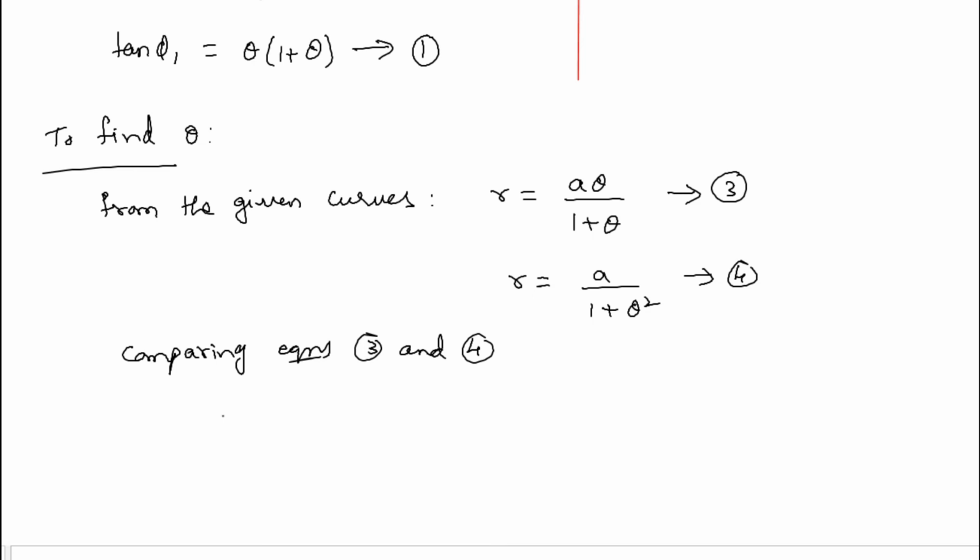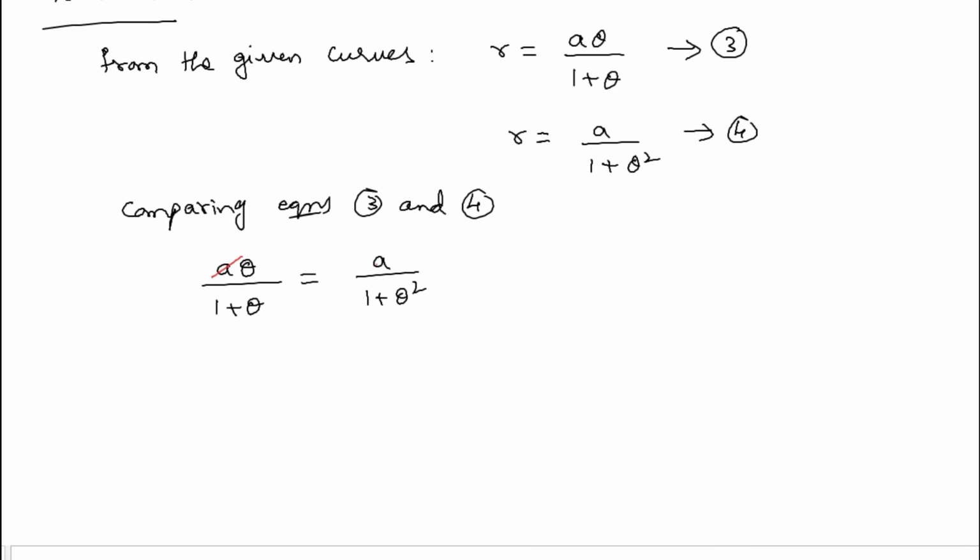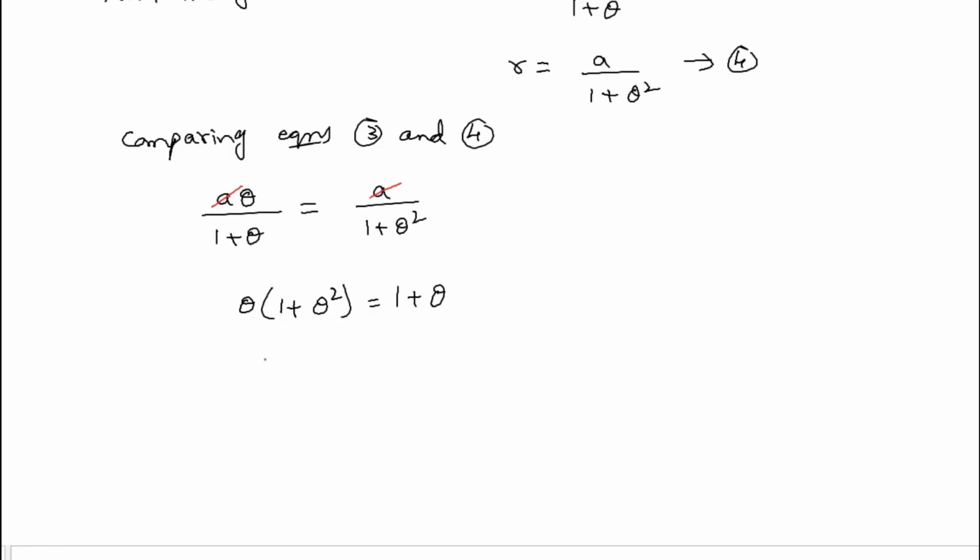Equation 3's right hand side value, aθ/(1+θ), is equal to a/(1+θ²). This a will cancel out. So let us cross multiply. θ times (1+θ²) is equal to 1+θ. If you multiply θ times 1 it will be θ, plus θ into θ² will be θ³, equals 1+θ. We can see that θ on both sides will cancel out and we are left only with θ³ = 1. Therefore, the value of θ will be equal to 1.